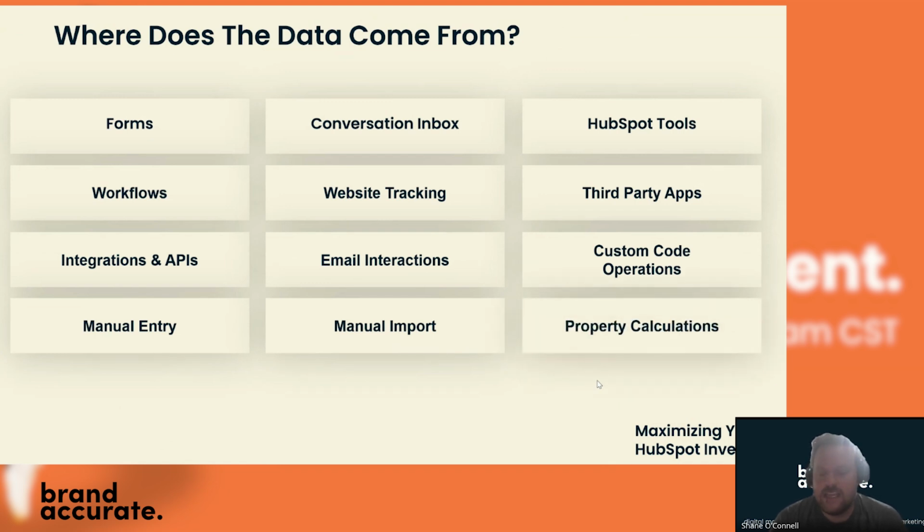And then lastly, you have the property calculation. If you build a custom property that has calculations baked in, that is a great way to get data. Again, these aren't the only places where data comes from with HubSpot. These are the core areas in which you get the data baked into your HubSpot database.